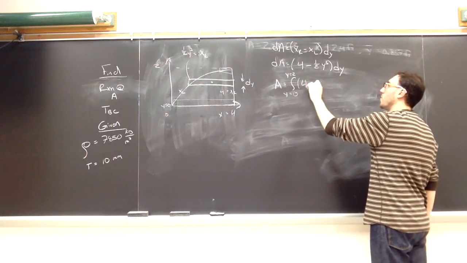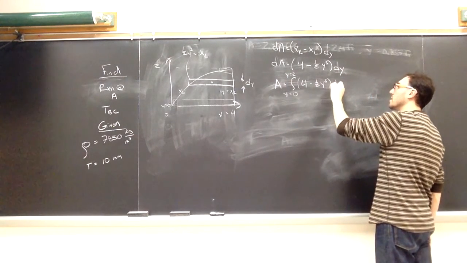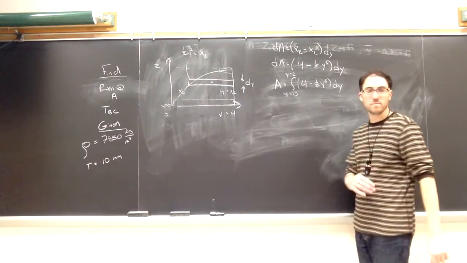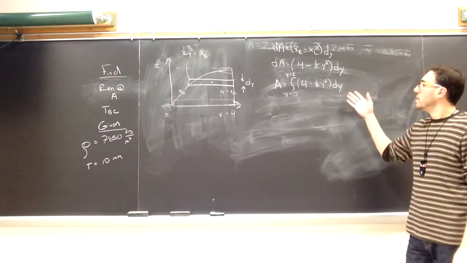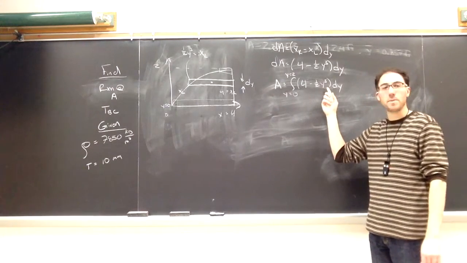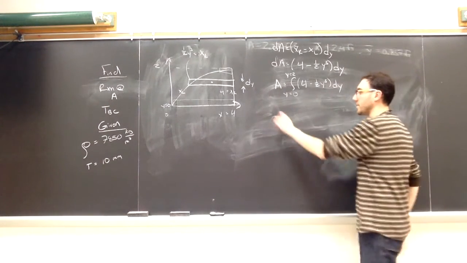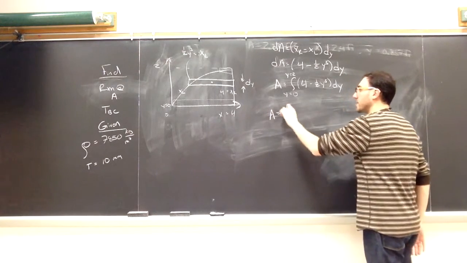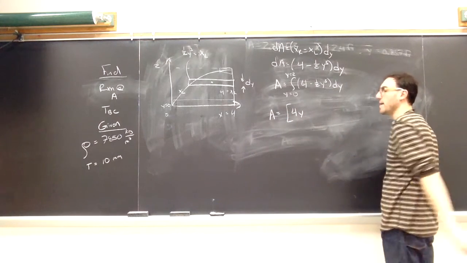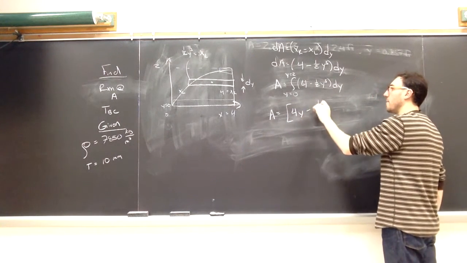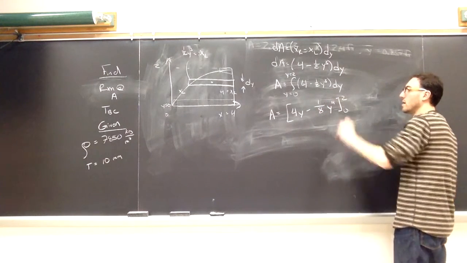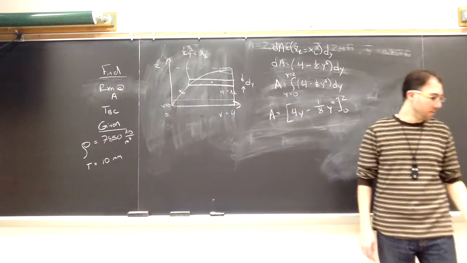And I'll have 4 minus 1/2 y cubed times dy. I can integrate this, and because we chose the horizontal strips, I have just a polynomial expression for y, which makes this easier. Then I can take the antiderivative of my terms. The antiderivative of 4 is going to be 4 times y, and then I'll have minus 1/8 y to the 4th, evaluated from 0 to 2.